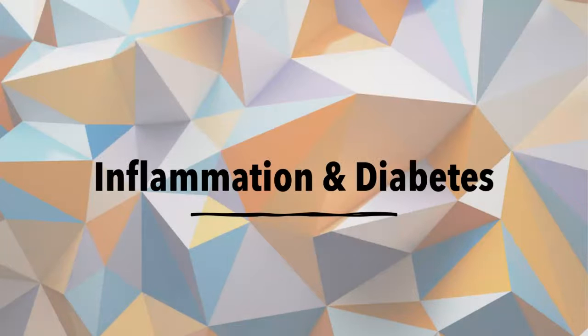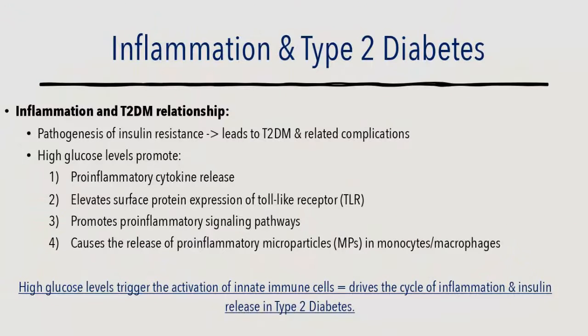All right, so my first study is focused on inflammation and diabetes. To give a background before I jump into the study, as a lot of us know, there's a very close relationship between inflammation and the development of type 2 diabetes. With the pathogenesis of insulin resistance, which is a main cause of type 2 diabetes and the related complications, and with a high glucose level, this is really going to promote a lot of inflammation.